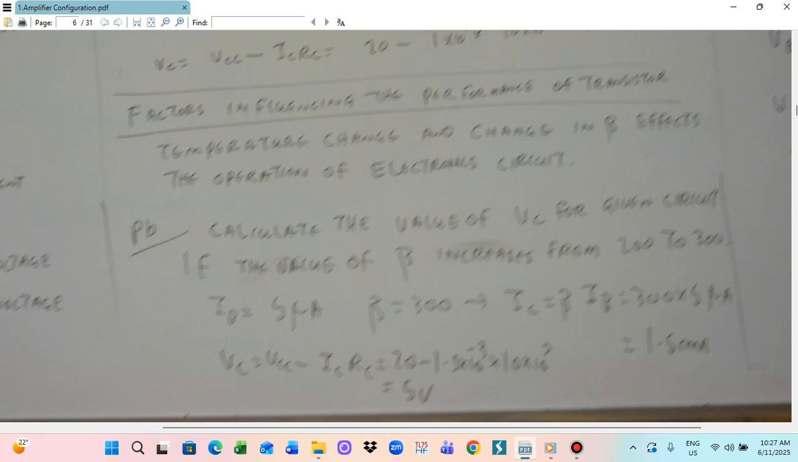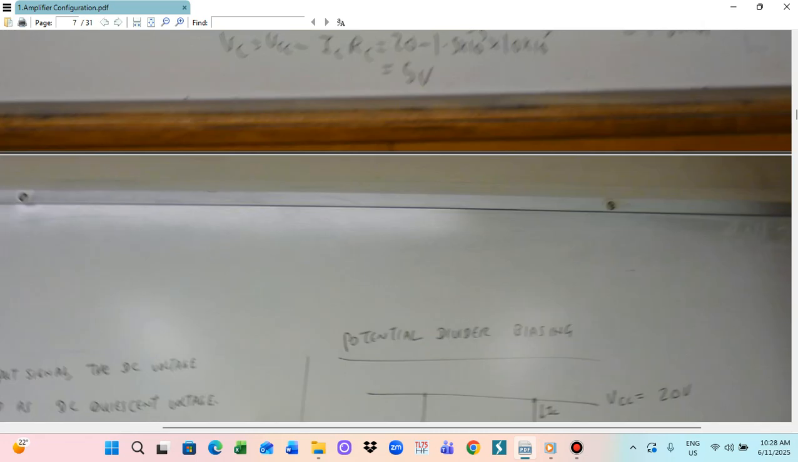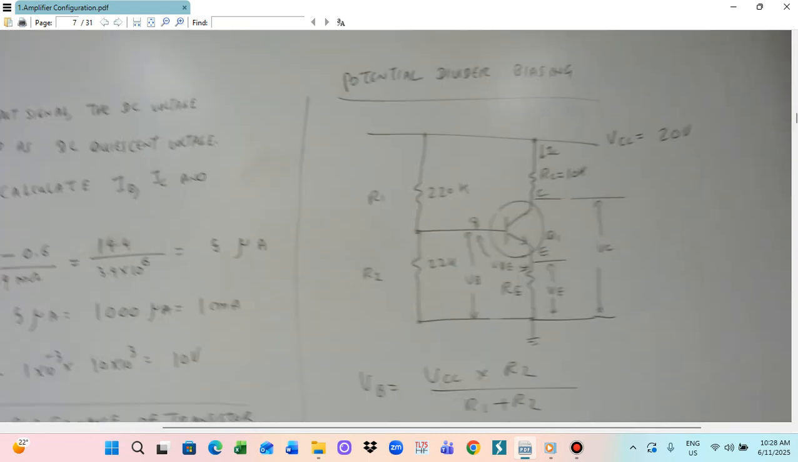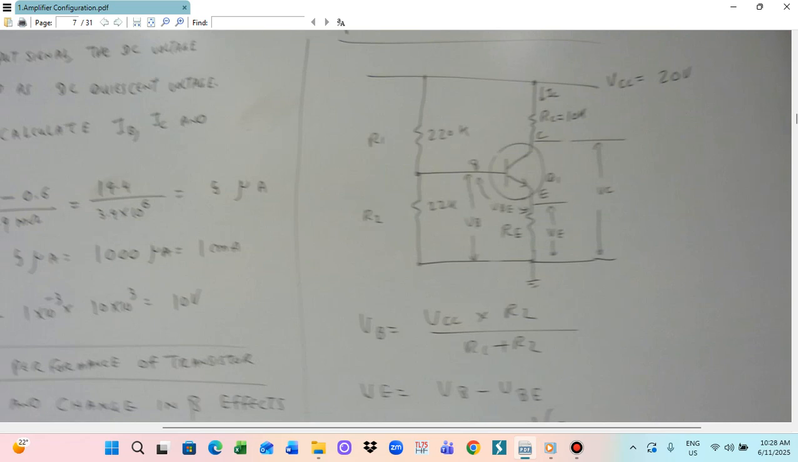The next topic will be the potential divider biasing. So this circuit is a very simple circuit. We just directly supply the VC. VC voltage is only 5 to 7 volt. If we get more than that voltage, this transistor will be damaged. So we only need to provide this 5 to 7 volt across the VC.